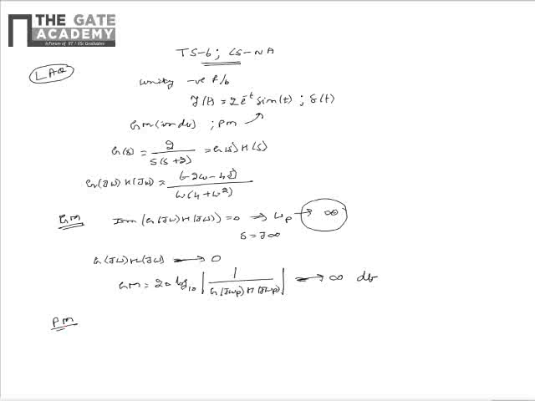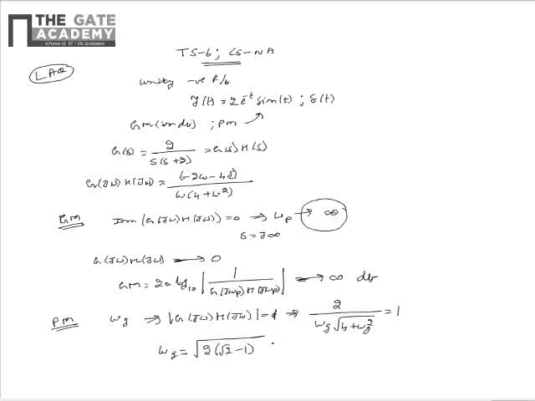Now we need to find out the phase margin of the given control system. For finding the phase margin, we need to find the gain crossover frequency, and we know that at gain crossover frequency, the magnitude of g of j omega multiplied by h of j omega is equal to 1. So it implies 2 divided by omega g multiplied by square root of 4 plus omega g square is equal to 1. Upon simplifying this, we see that the gain crossover frequency of the system can be written as omega g is equal to square root of 2 multiplied by root 2 minus 1 radians per second.